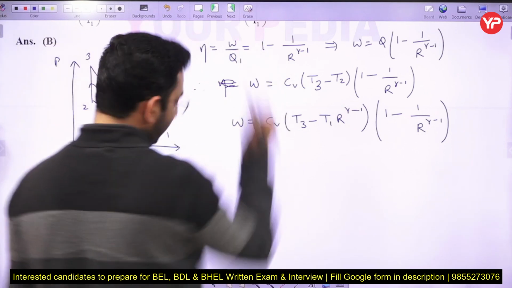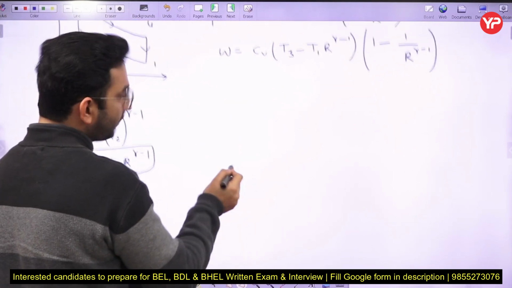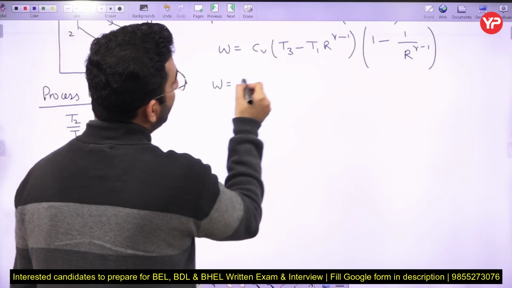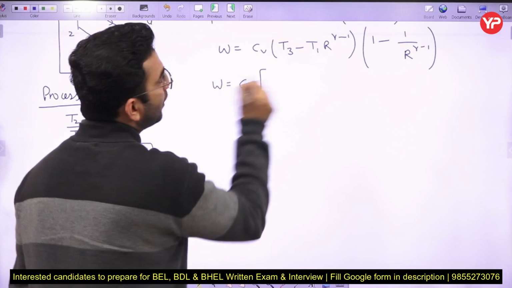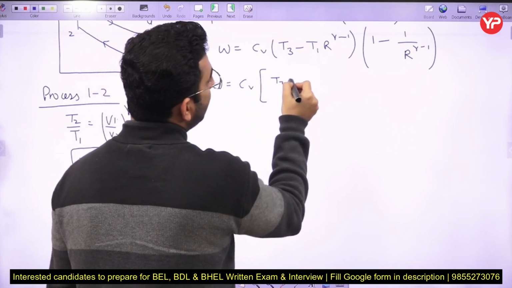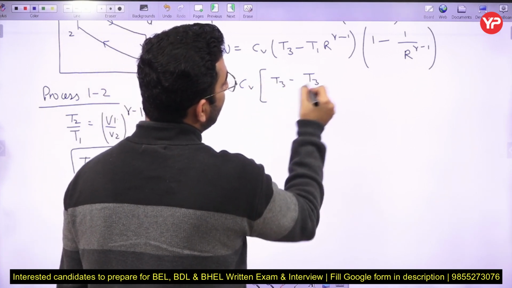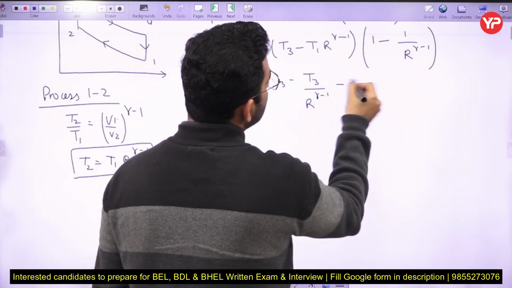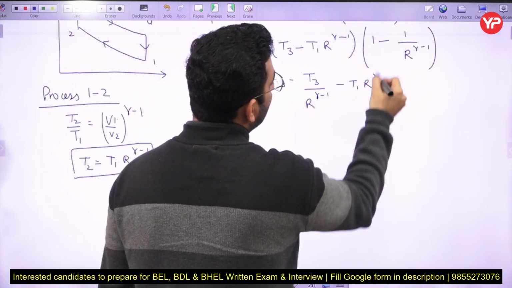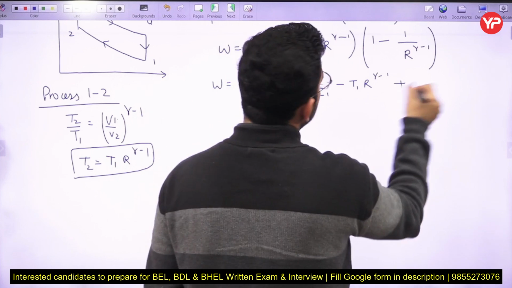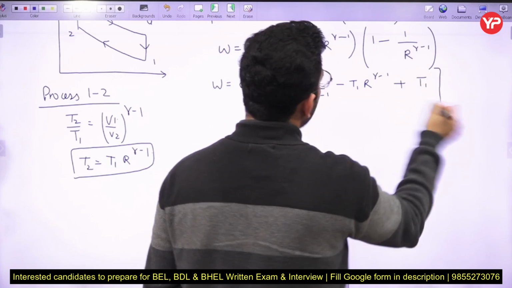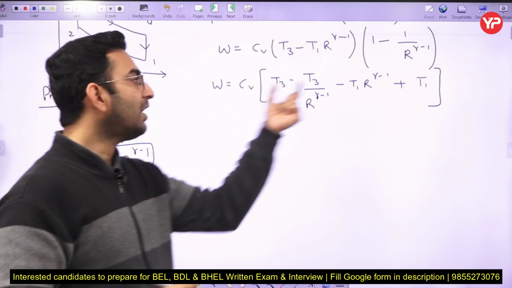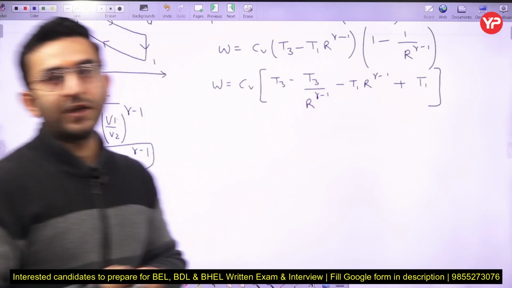If you simplify further, you will see the work done is coming out to be around Cv into T3 minus T3 upon R to the power gamma minus 1 minus T1 R to the power gamma minus 1 plus T1. This will be the final expression for the work done in terms of T3, T1 and compression ratio.